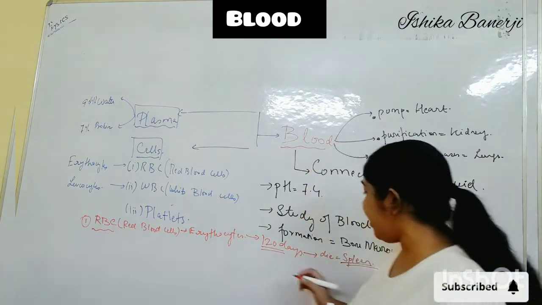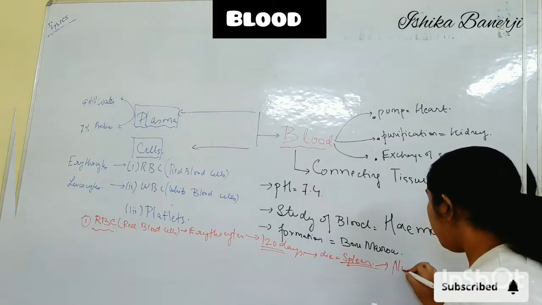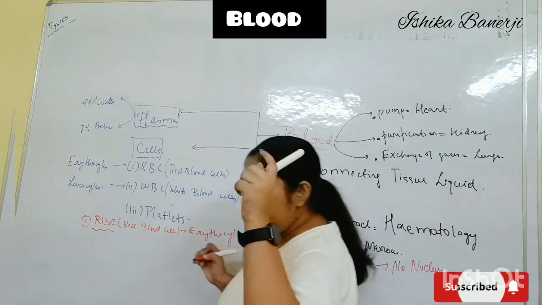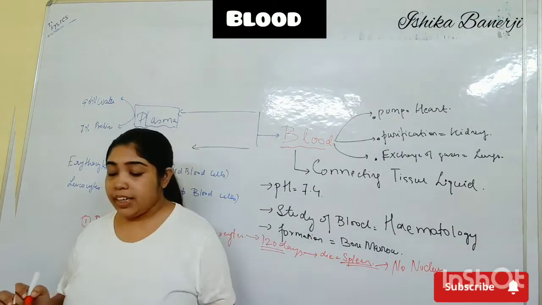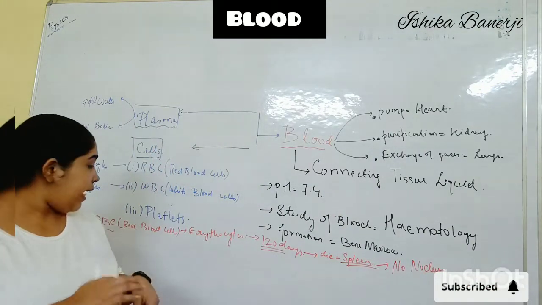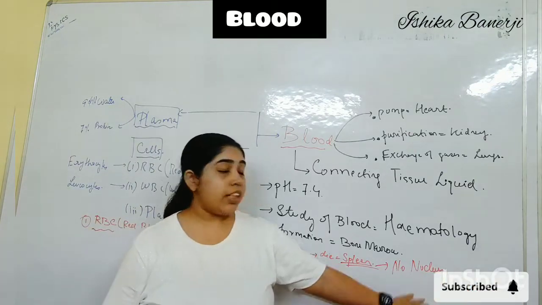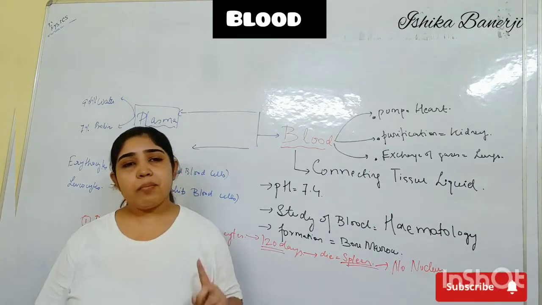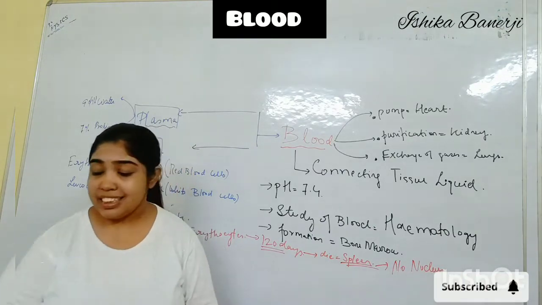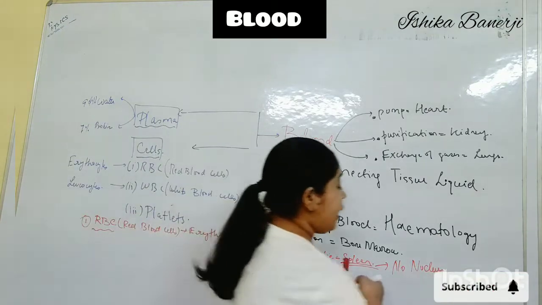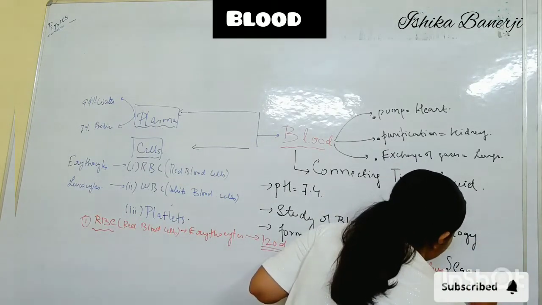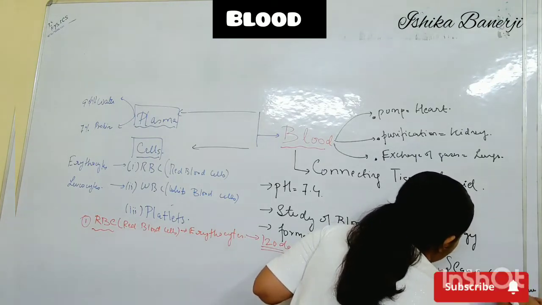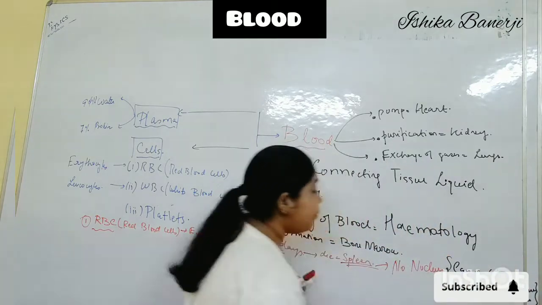One very important thing is that in RBC, no nucleus is present. But in WBC, you will get a nucleus. But there is one exception: the RBC of the camel has a nucleus. Remember camel and llama. I am writing that camel and llama are the exceptions. They have a nucleus. These are two exceptions, the camel and the llama.